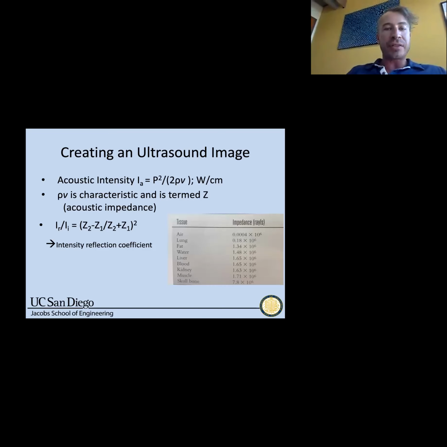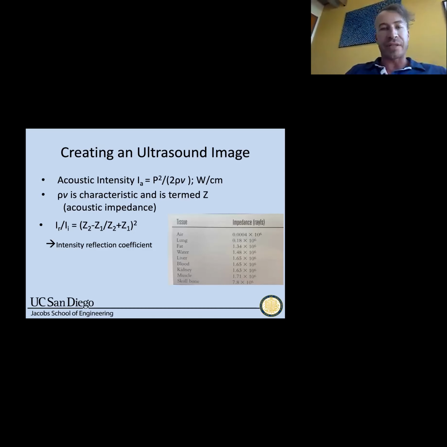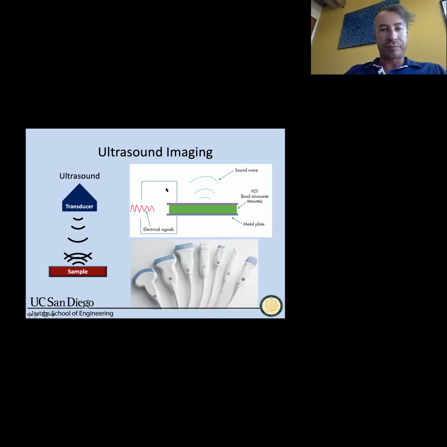So let's first think about just creating a regular ultrasound image. We already talked about the acoustic intensity. The acoustic intensity is incident on our tissue. Let's say this is our sample, and this is our transducer, and it's emitting and receiving pressure waves.